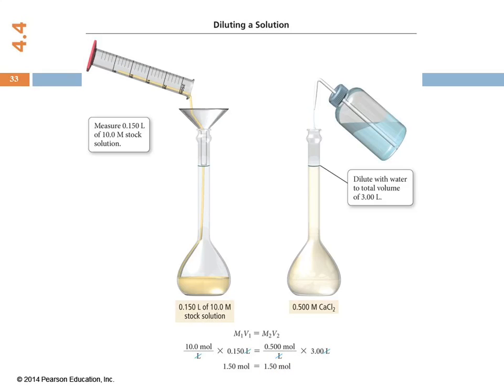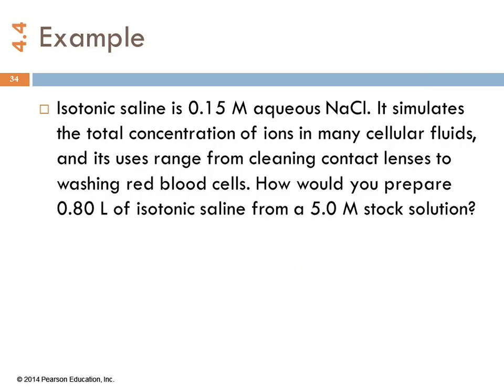Okay, so usually what happens when we do a calculation, get the right number of fingers, 4 variables, right? M1, V1, M2, V2. We're going to know 3 of them, we calculate the 4th. Let's do an example. Isotonic saline is 0.15 molar aqueous sodium chloride. How would you prepare 0.80 liters of isotonic saline from a 5.0 molar stock solution?